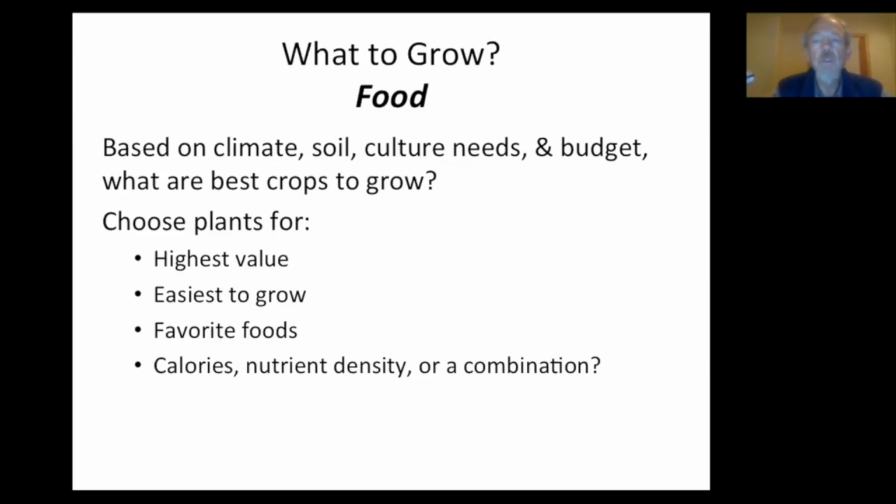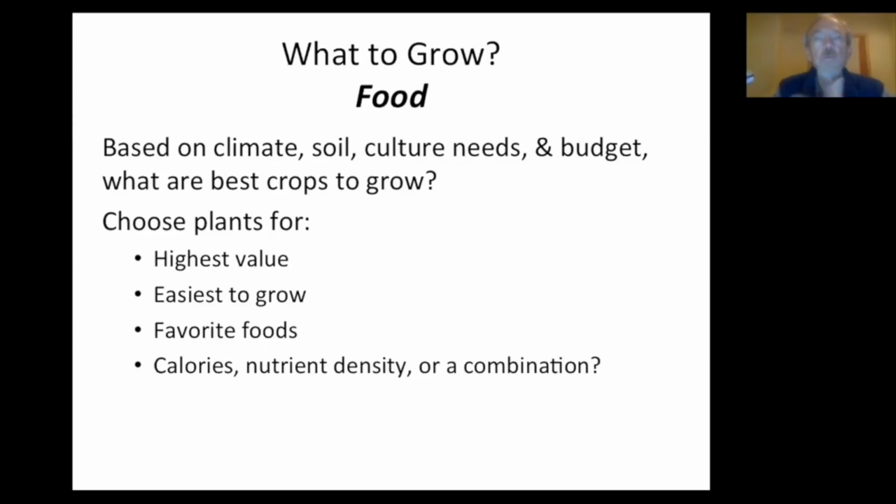or a combination? Because most vegetables don't have a lot of calories in them. Like a pound of kale has about 150 calories. So in order to get the daily minimum requirement of roughly 2,000 calories, you're going to have to eat like 13, 14 pounds of kale a day. Obviously, we're not going to do that, but they will provide a lot of minerals.